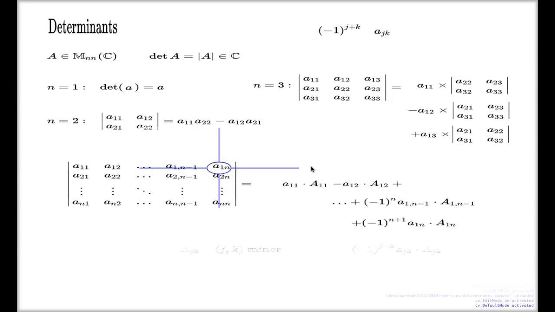Remember, like I said, this capital A is just the abbreviation. You can say the jk minor. So this is the minor associated with the jk element of your matrix. If you cross that element out of your matrix, the remaining parts will compose your minor.